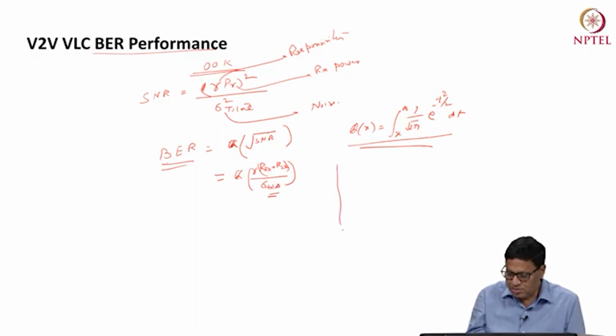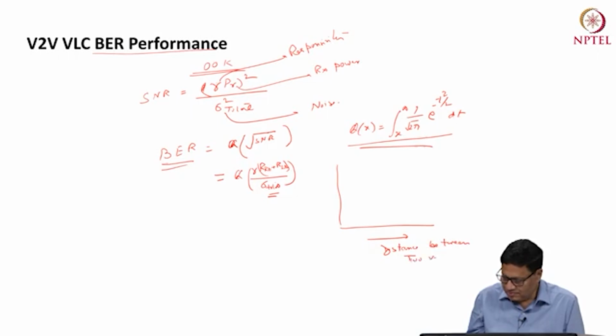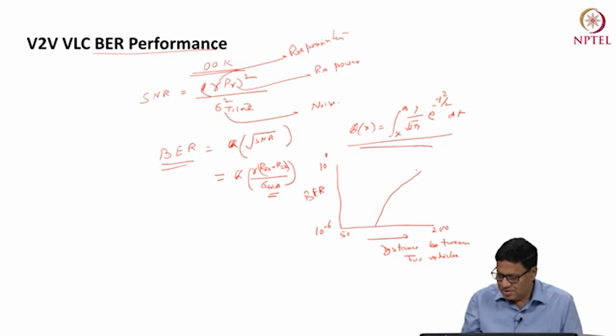And if you plot, for example, the distance between two vehicles, and on this side if I plot BER, bit error rate, starting from 10 raised to the power -6 on this side and say this is 10 raised to the power 0, and this distance let us start at 50 and this may be 200. So what you get is something like this. As your distance increases, because your received power is less, your BER performance goes down. So this is actually a case of without MIMO.